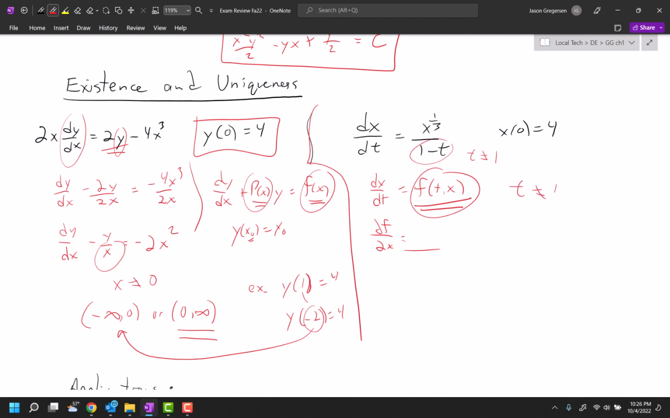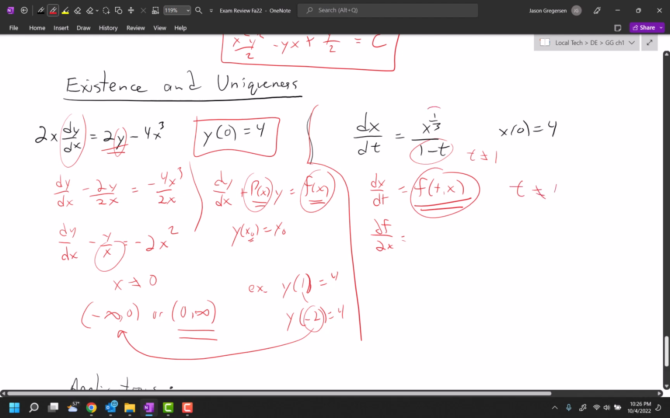All right, so checking f, I can determine that t is not equal to 1. However, now when I calculate the partial of f, remember this is f, the right-hand side of the differential equation, the partial of f with respect to x, well, I would pull out my 1 minus t, that's just a function of t here. I'm really just taking the derivative of x to the 1/3 power. That would be 1/3 x to the 1/3 minus 1, which would be negative 2/3 power, which I could simplify as 1/3 times 1 minus t times x to the 2/3 power. And in this form, I can see that x can also not be equal to 0.